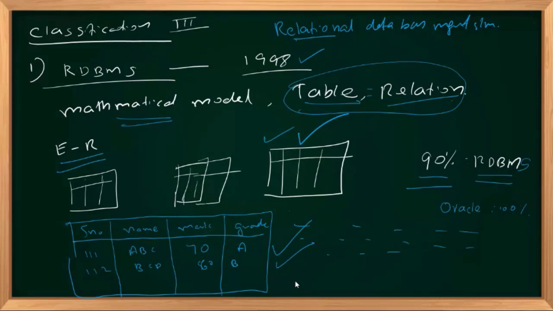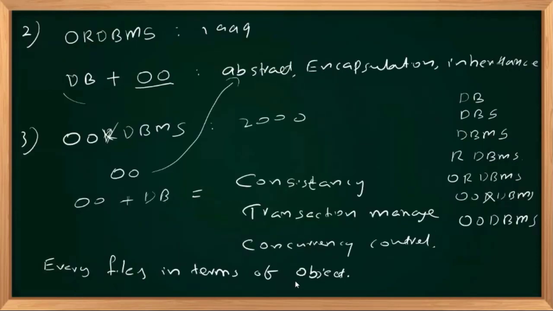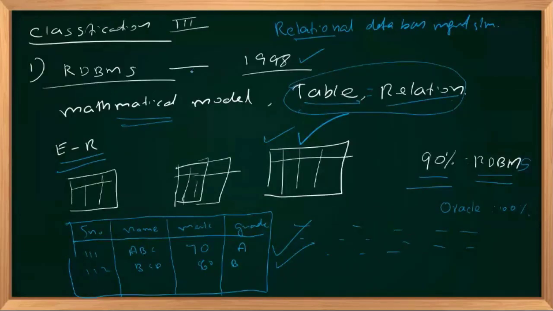Then the second classification is the object relational database management system. The important one is the RDBMS, and 90% of software is in the Oracle database. Oracle is 100%, and 90% of all database software is RDBMS software.